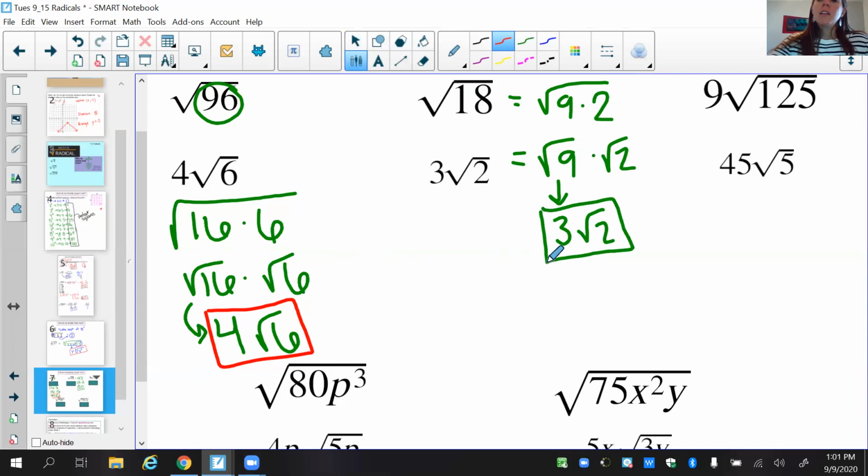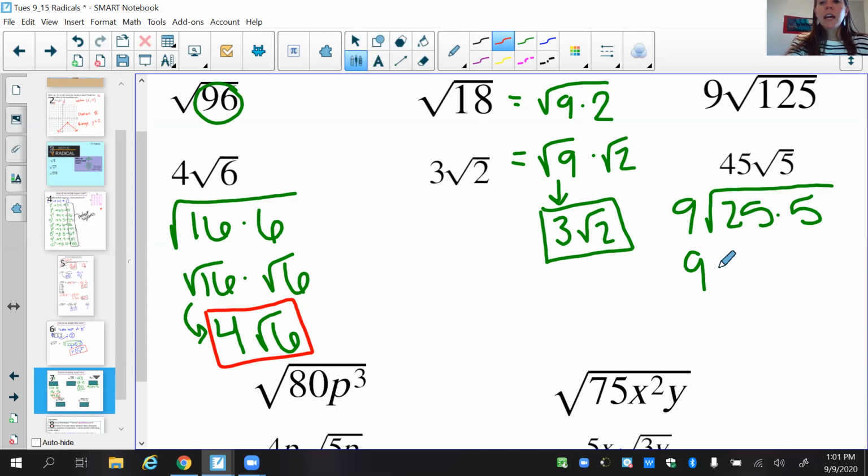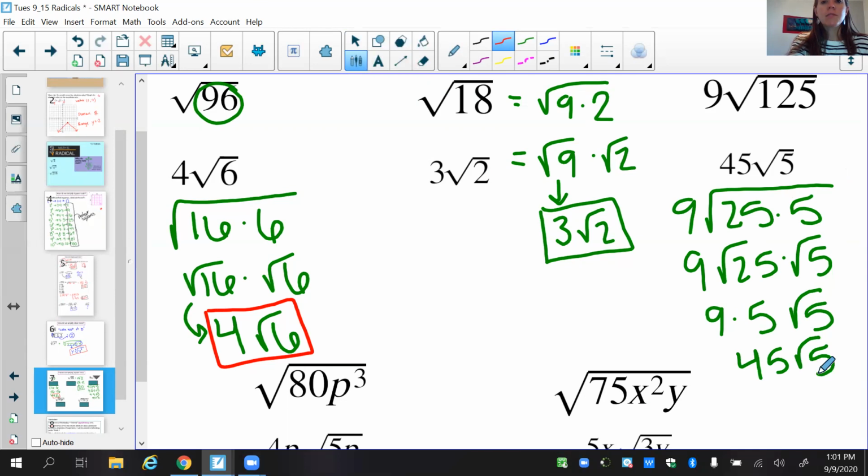Okay. This one has a number in front. So let's first talk about the inside here. Now I see 125. I'm going to try 25 because that seems like maybe 25 will be going into it. And it sure does. I can do 25 times 5 to get 125. So again, I'm going to split these up into 2 problems. The square root of 25 is 5, and I'm left with the square root of 5. 9 times 5 is 45, and there is my answer.